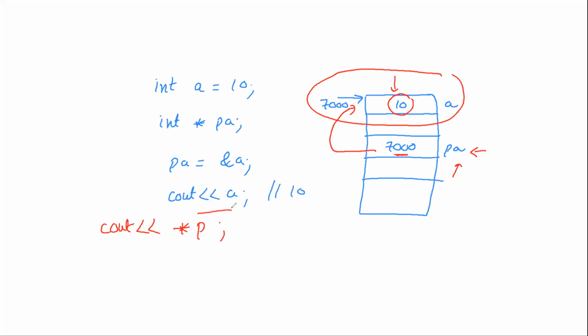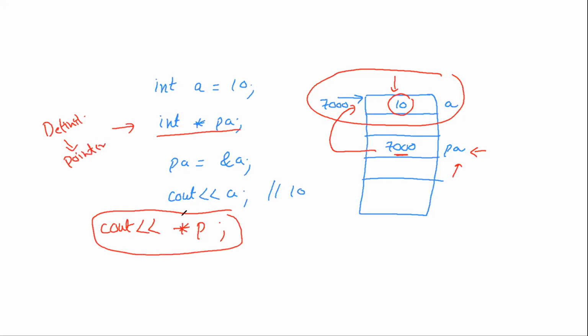Just focus on this one. We have seen this previously, here, but there I told you how to read it. You have to read it as PA is a pointer to integer. It means when this symbol appears in a definition, you read it as pointer. But when it appears like this, as a statement, it is not a definition, so the meaning of this symbol changes.